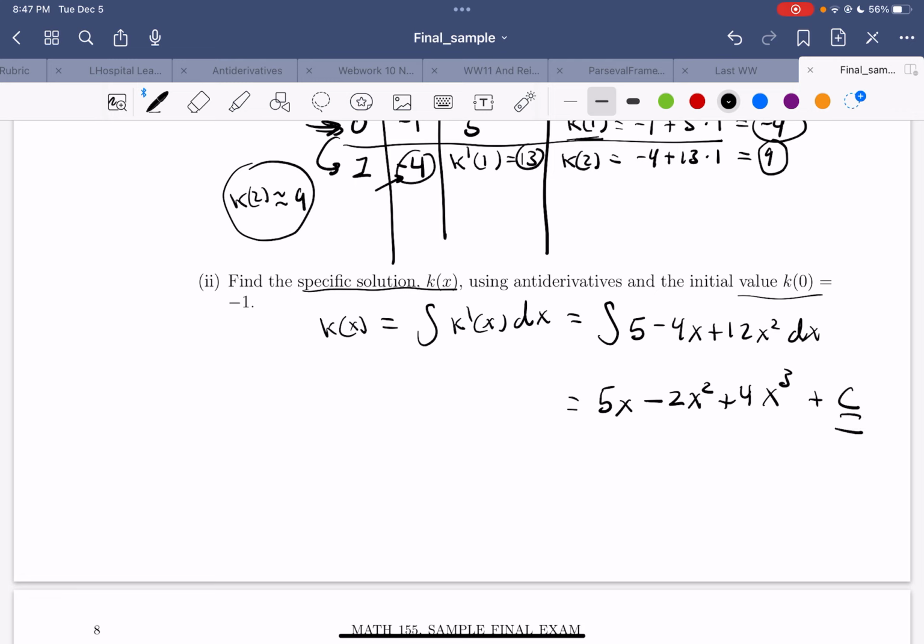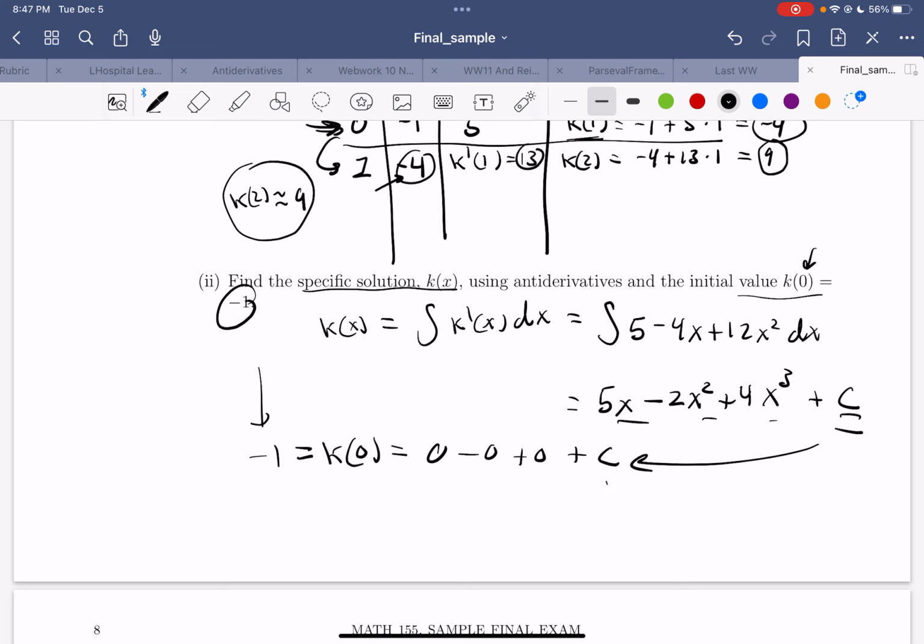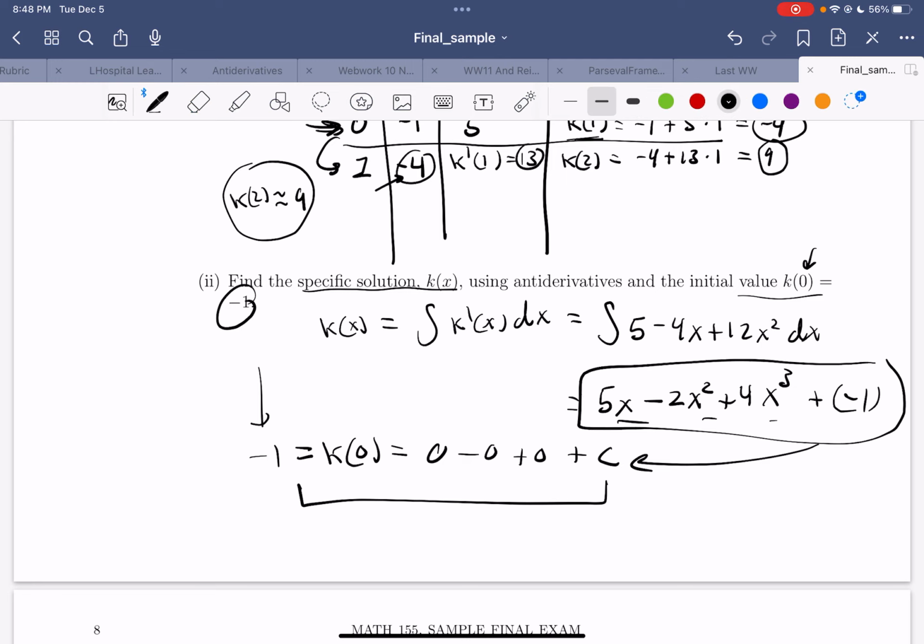But we need to pin down this c. That's why previously I had is kind of like. So how do you pin it down? Well, you plug in 0 for x. So now k of 0 is equal to, I'm going to plug in 0 for x. That's 0 minus 0 plus c. And that needs to equal -1. And what do you know? It says c is equal to -1. So in fact, k of x is this.